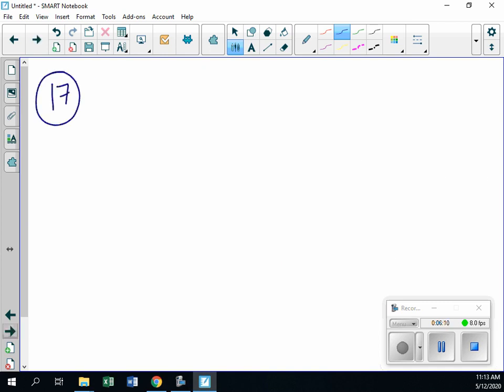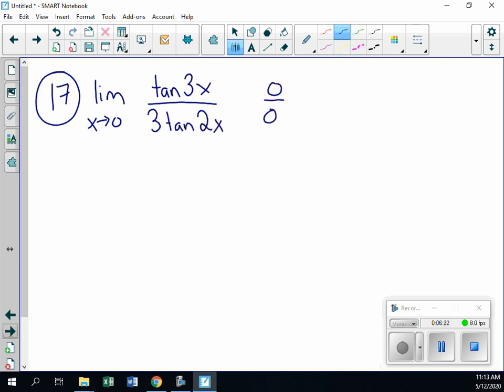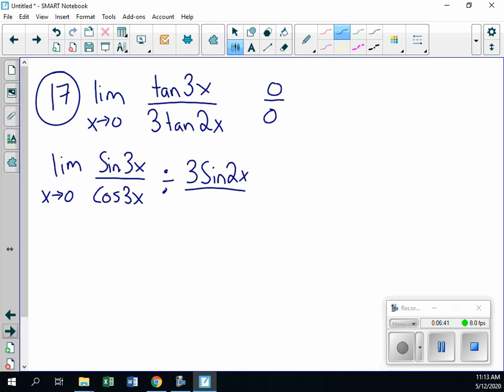Number 17, you have the limit as x approaches 0 of tan of 3x over 3 tan of 2x. Now, if I plug in my values, I get 0 over 0. We always want to plug it in and see what happens. So here I'm going to split the limit, and I'm going to rewrite tan as sine of 3x over cos of 3x, divided by, and I'm going to do the same to the bottom, 3 sine of 2x over cos of 2x. I'm going to reciprocate and multiply.